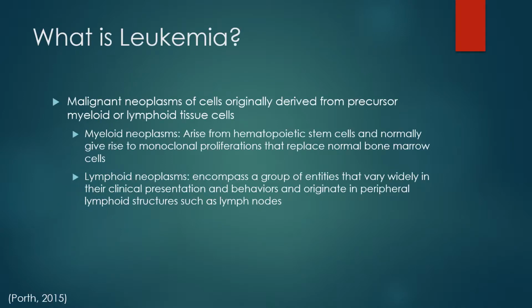Leukemia is the malignant neoplasm of cells originally derived from precursor myeloid or lymphoid tissue cells. A myeloid neoplasm arises from hematopoietic stem cells and normally gives rise to monoclonal proliferations that replace normal bone marrow cells, and a lymphoid neoplasm encompasses a group of entities that vary widely in their clinical presentation and behaviors, and they originate in the peripheral lymphoid structures such as lymph nodes.